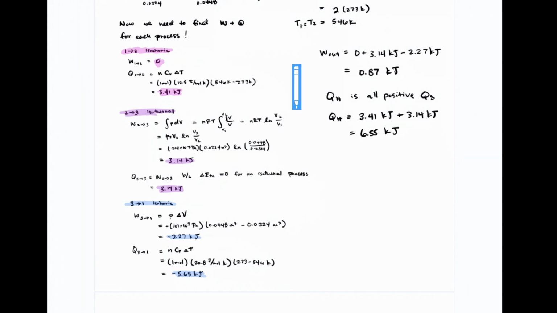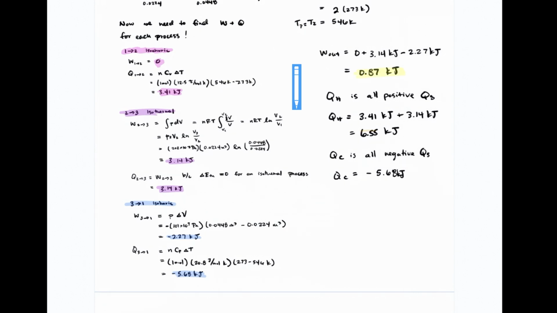And that's QH. Our QC is all the heat leaving the system. That's going to be our 5.68 kilojoules because we have those negative values. So we can just write that down. And now we have work and both of our heats. You don't necessarily have to call that negative, but you know that the negatives indicate that heat is going out of the system.